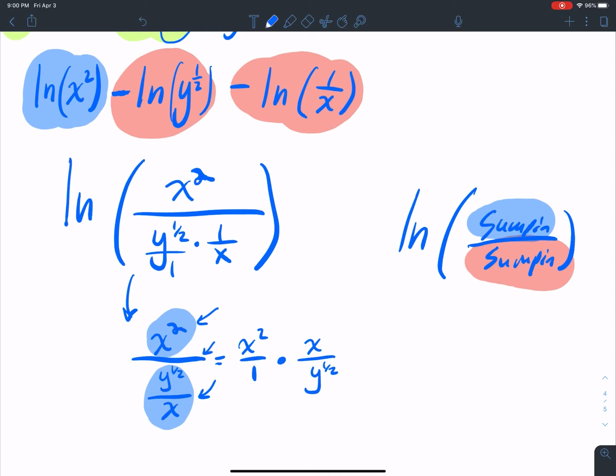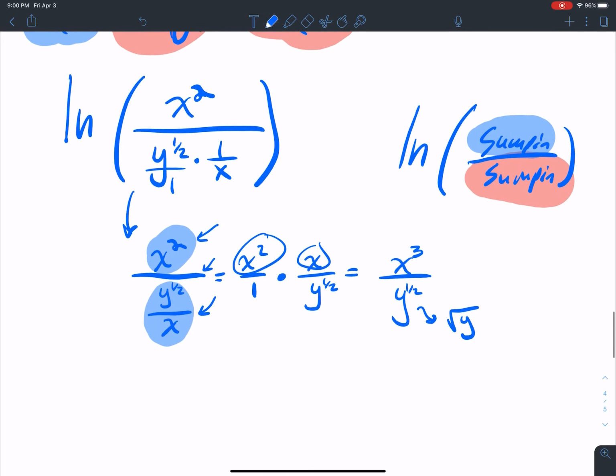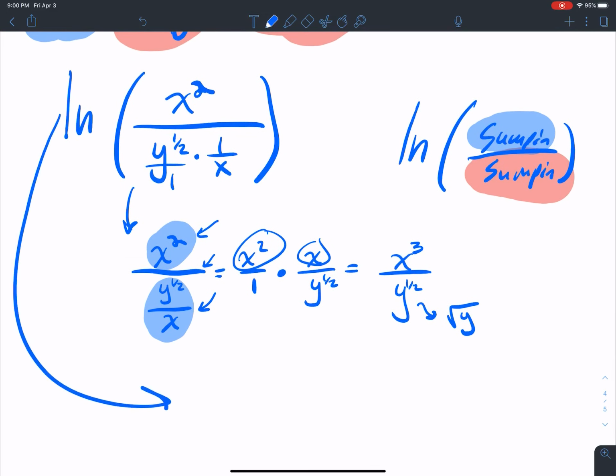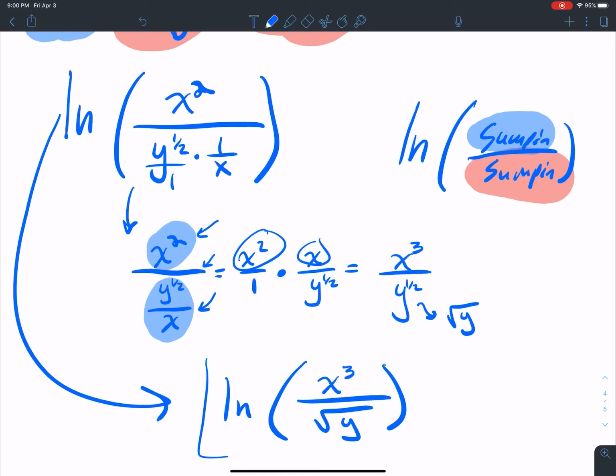Okay? So what does this become? This becomes x squared times x, which is x cubed, over y to the 1/2, which is really the square root of y. If you really wanted to, you could write square root of y there. That's fine. So what is the answer? My answer is the natural log of x cubed divided by the square root of y. That will be your final condensed simplified answer.